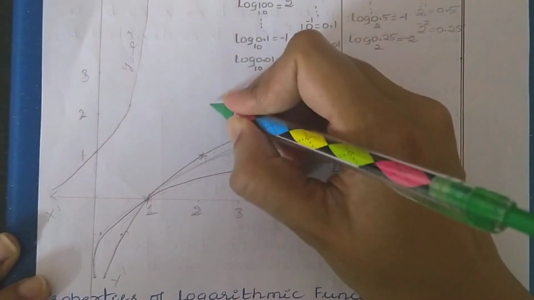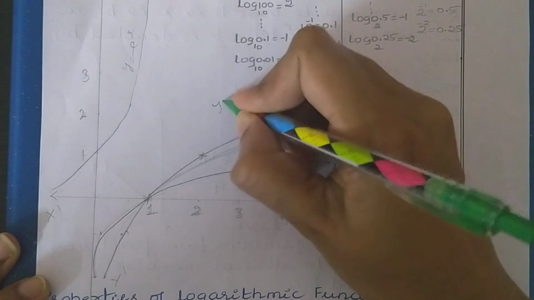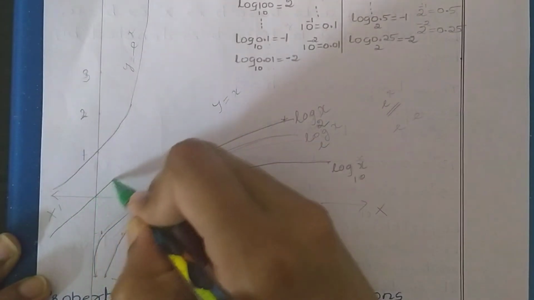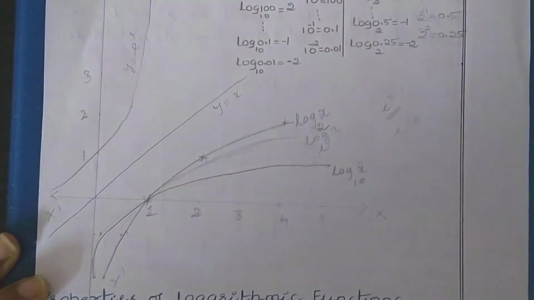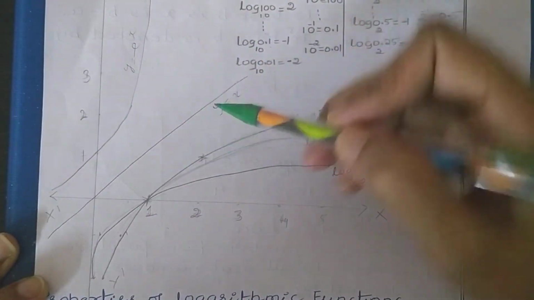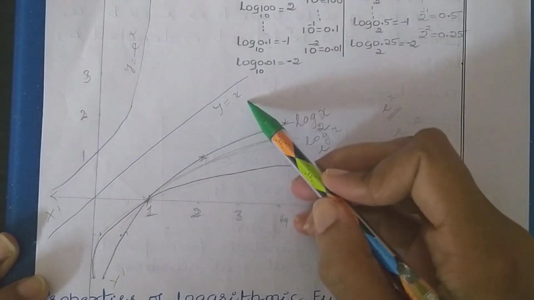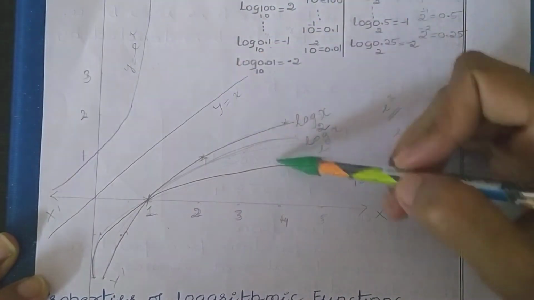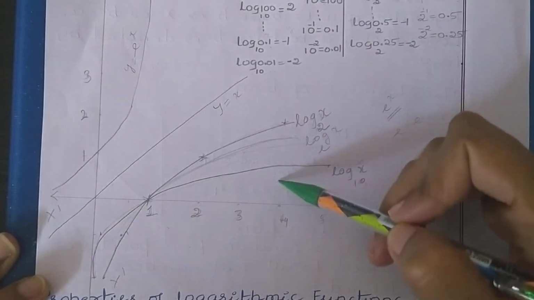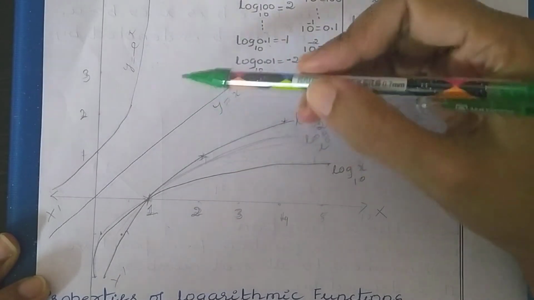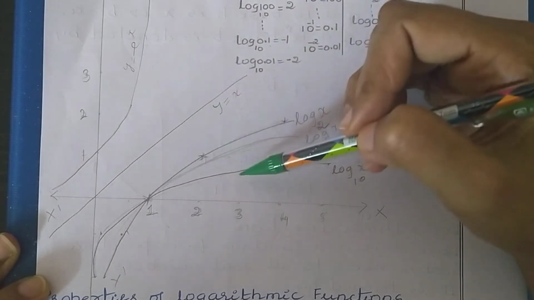Now if I write the graph for y equals x, then I get a straight line. We know that the graph of y equals x is a straight line. If you compare this and this, then y equals x acts as a mirror for these two functions, for the exponential function as well as for the logarithmic function. So each function is a mirror image of the other.